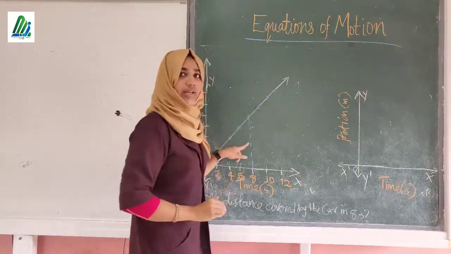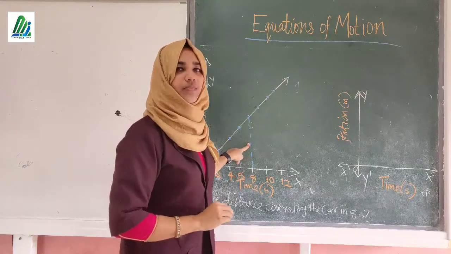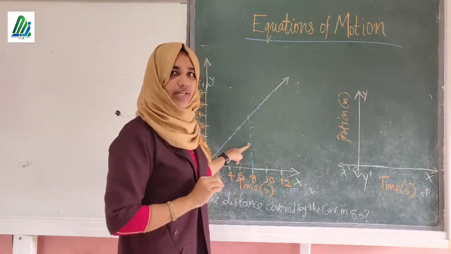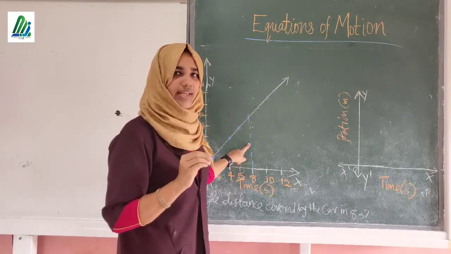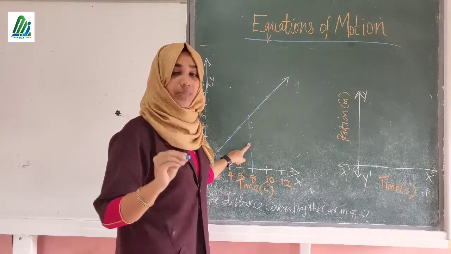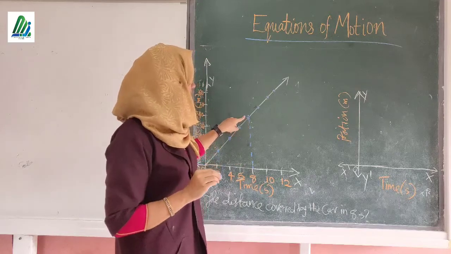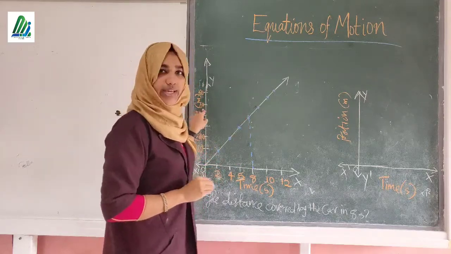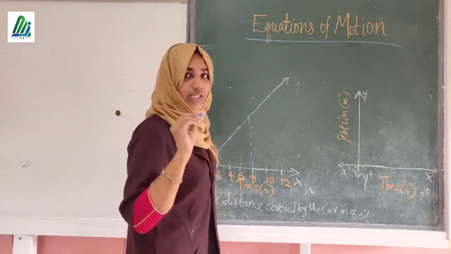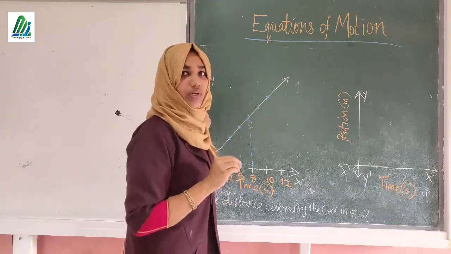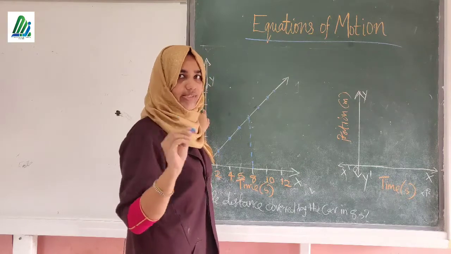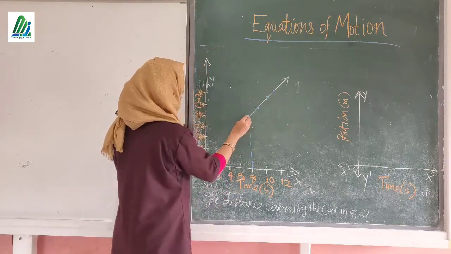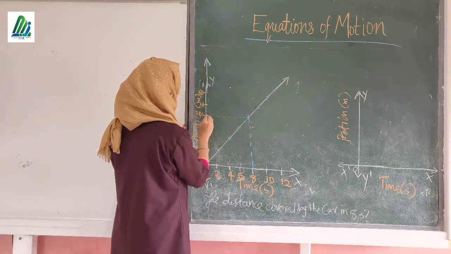Okay, I have just drawn a perpendicular to the position-time graph at 8 seconds. From this 8 second mark, we can draw another perpendicular to the y-axis. So this perpendicular means the graph. I am just going to draw a perpendicular to the y-axis.